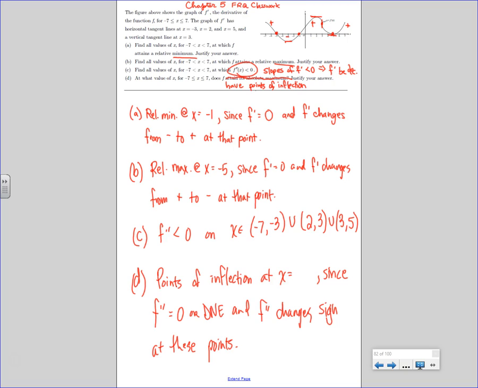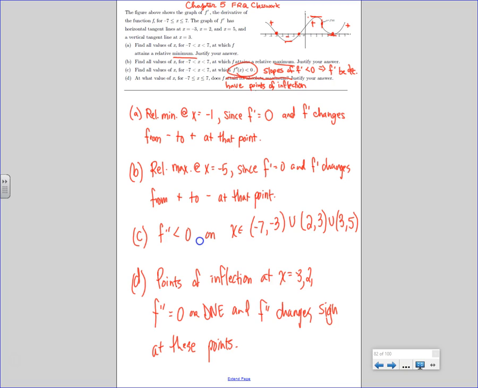So where are the slopes changing sign? Anybody found one yet? Where? -3. Good. I have f prime decreasing before and increasing after. The slopes are negative before and positive after. So yeah, -3, that's 1. Is there anything else? 2. At 2, f prime is increasing then decreasing. Slopes are positive then negative. Good. And 5.